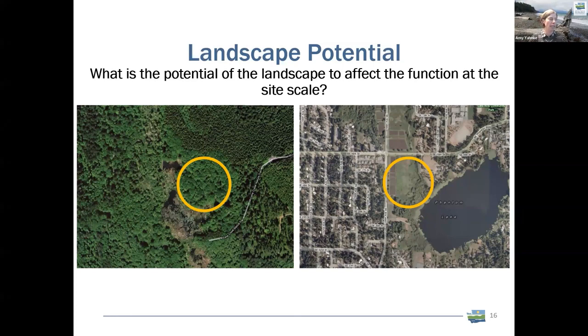So when we rate these wetlands, the one on the right may actually score higher overall because it has a greater potential to perform the water quality and hydrologic functions, but the wetland on the left may score higher for those habitat functions.